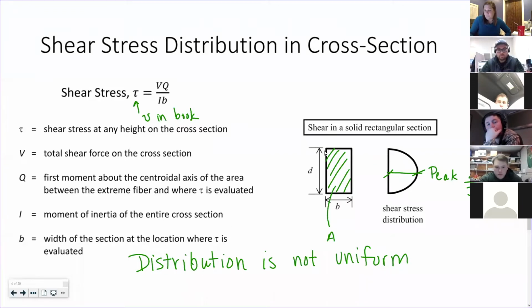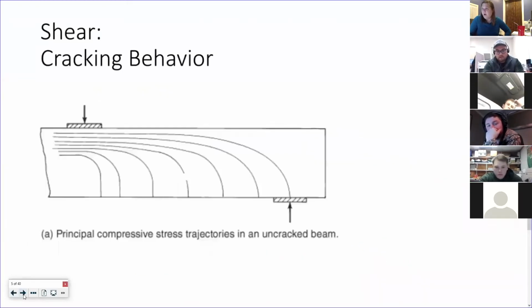Okay. So this is talking about the cracking behavior. I just alluded to it earlier. This is a figure that shows the principal compressive stress trajectories of an uncracked beam.